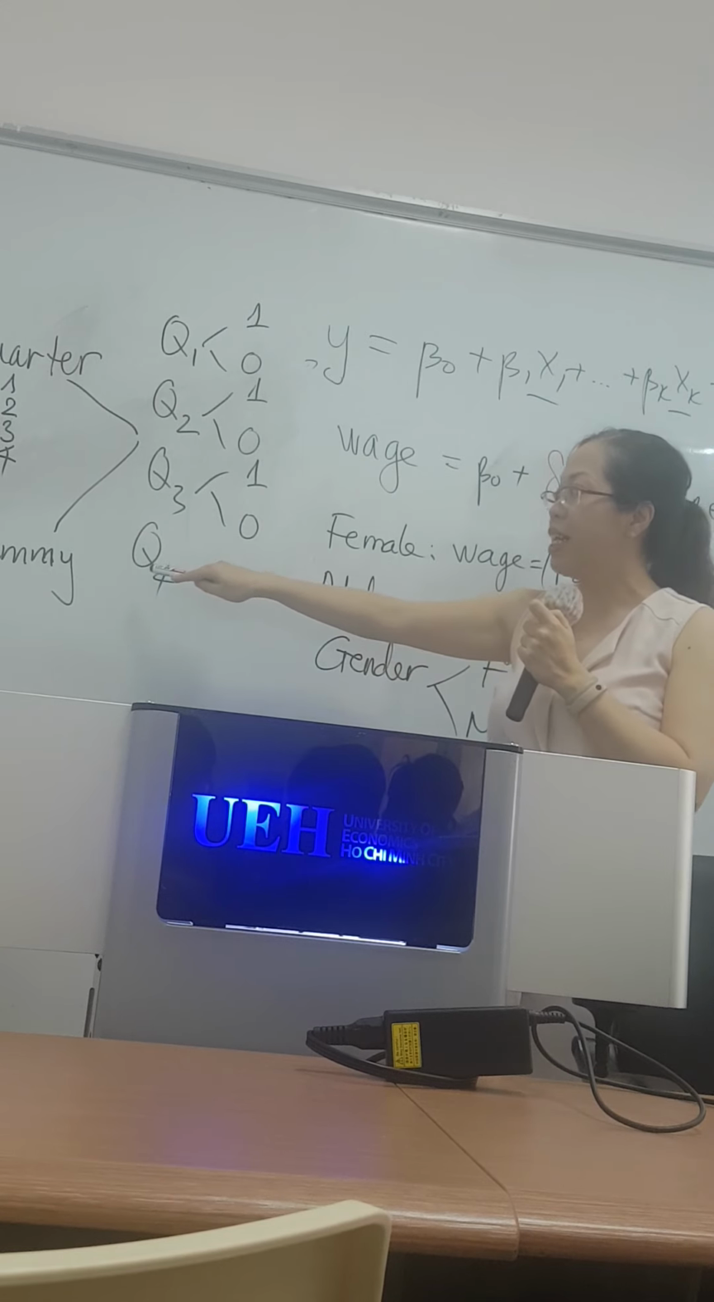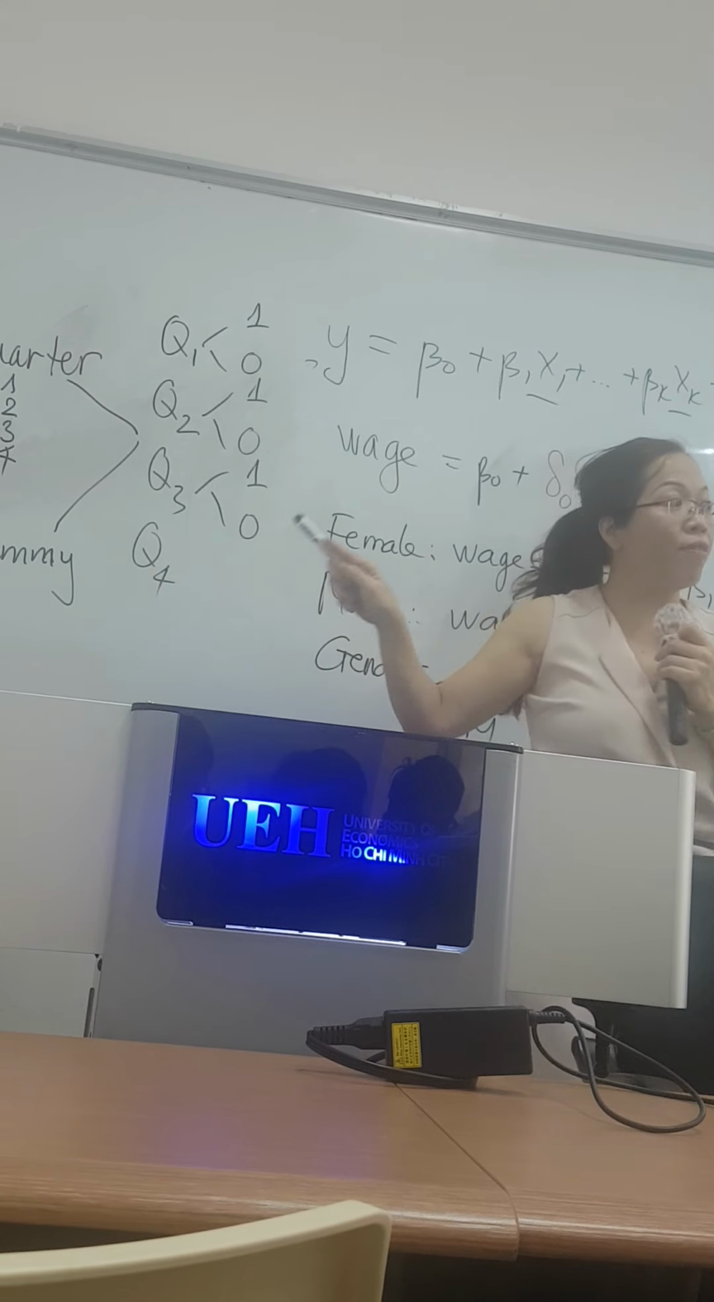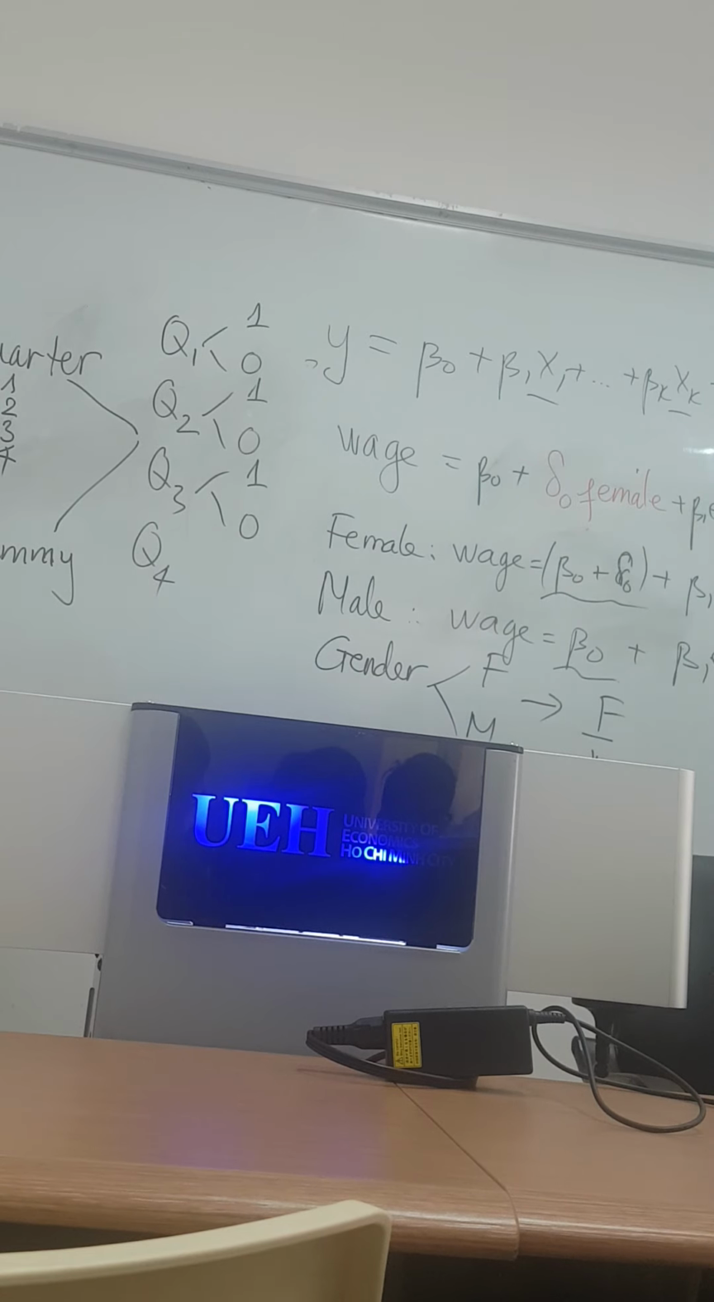Okay, if you create a new variable for quarter 4, you're going to have a problem of perfect collinearity. Because here, you can say 1 minus quarter 4 equals quarter 1 plus quarter 2 plus quarter 3. So in order to avoid the problem of perfect collinearity, you should only choose n minus 1 dummy variables if you have n categories.